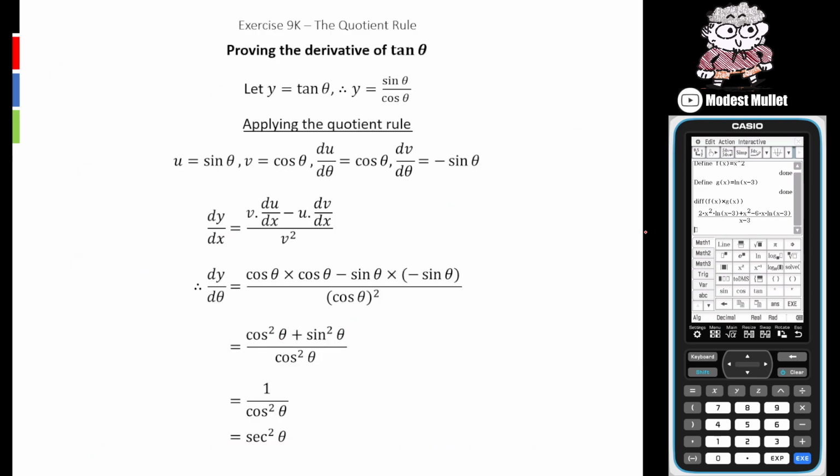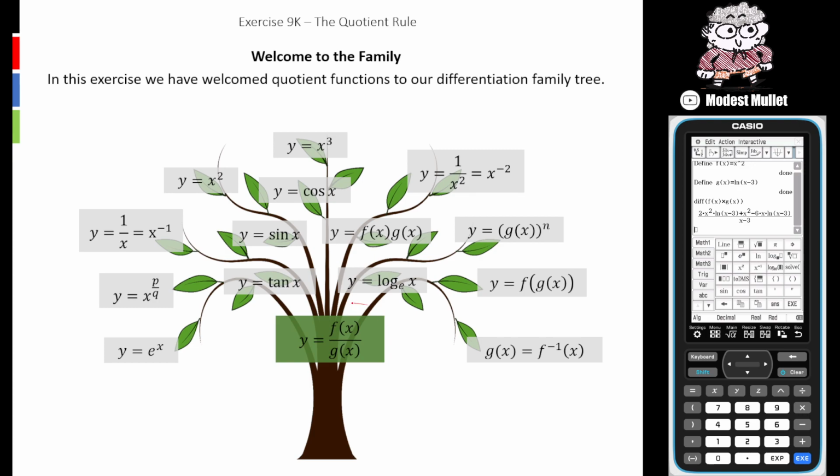Here's a proof of finding the derivative of tan theta. Now, I gave you the shortcut for that a couple of lessons ago, but if we let tan theta equal sine theta over cos theta, you can then use the quotient rule, which is shown here. Doing some simplification, we get 1 on cos squared theta, which is defined as sec squared of theta. So we've added the quotient rule, and that's it.